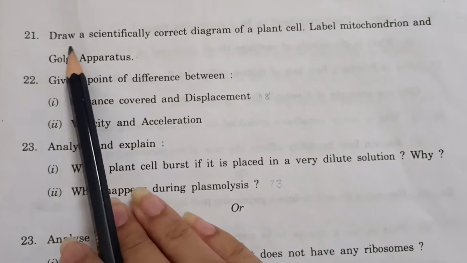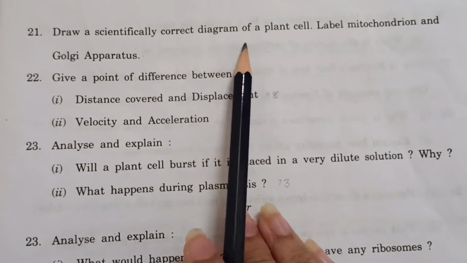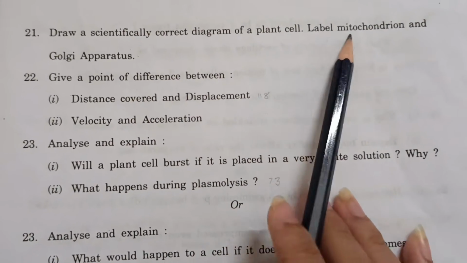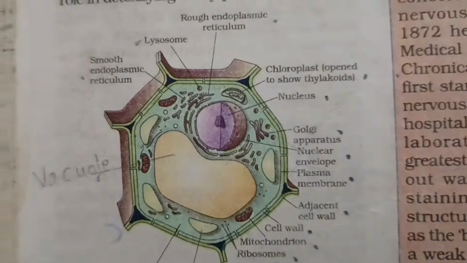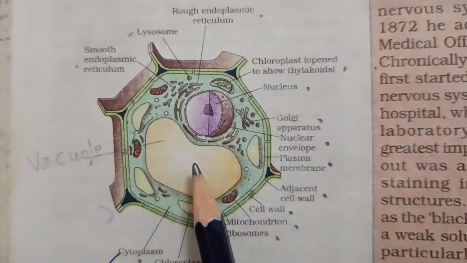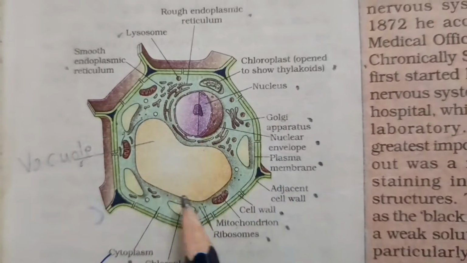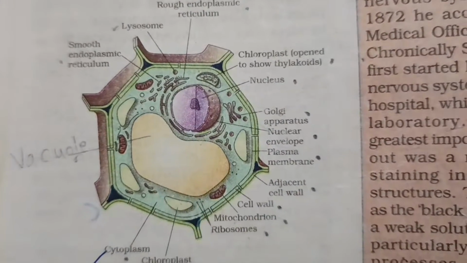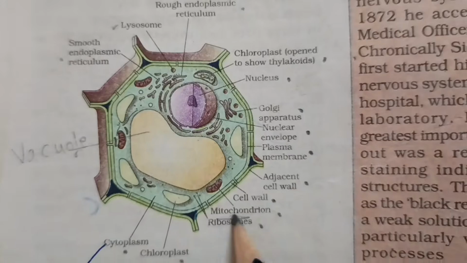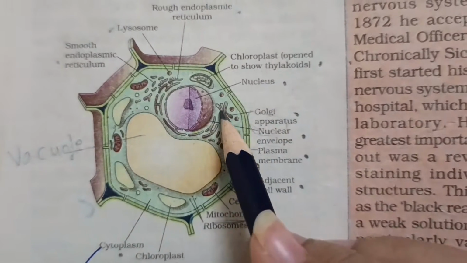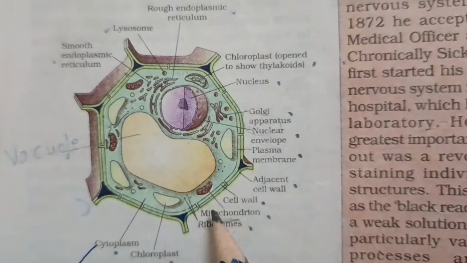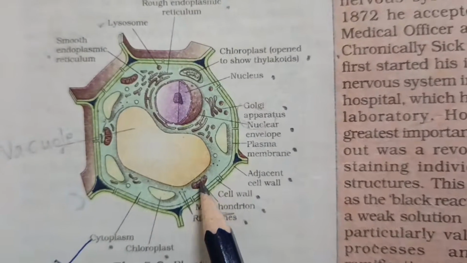Question number 21. Draw a scientifically correct diagram of a plant cell, label mitochondrion and Golgi apparatus. Draw a neat label diagram of plant cell and label mitochondria and Golgi apparatus. This is Golgi apparatus and mitochondria is this.